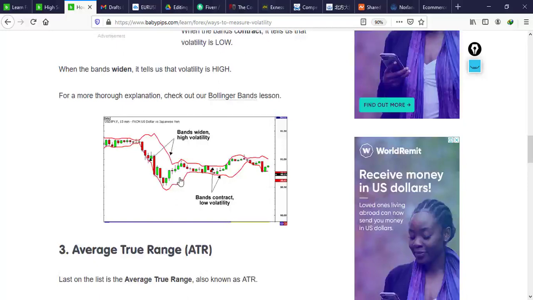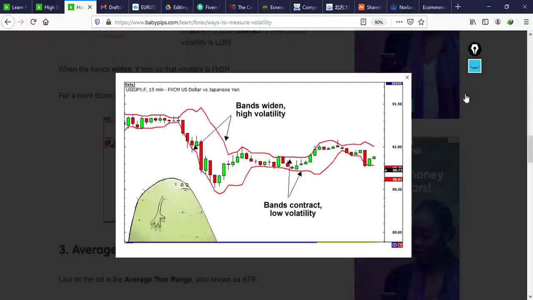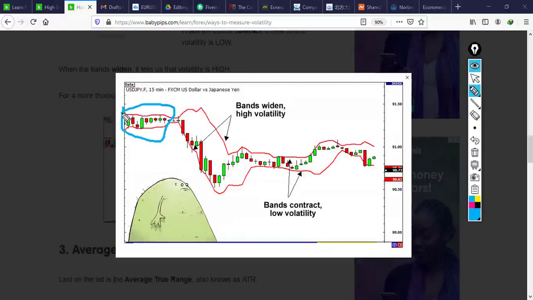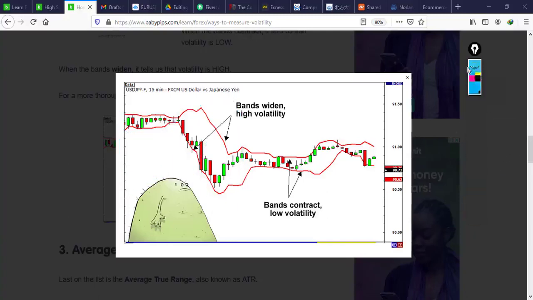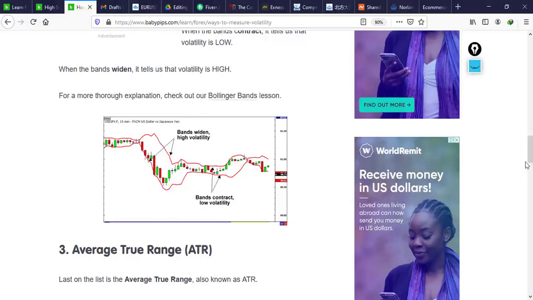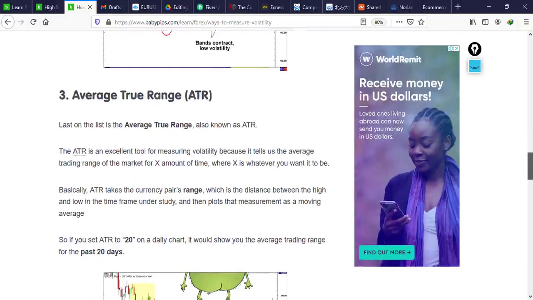So when the bands contract, it shows that there is low volatility. However, when the bands expand, as you see in this area, volatility is high. Okay, so that is how to use the Bollinger Bands tool for measuring volatility.